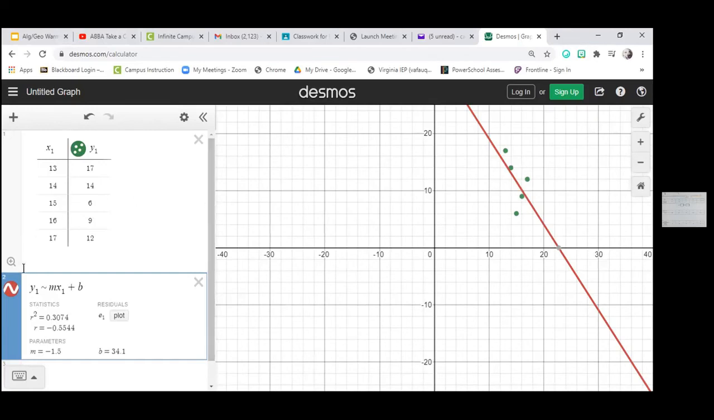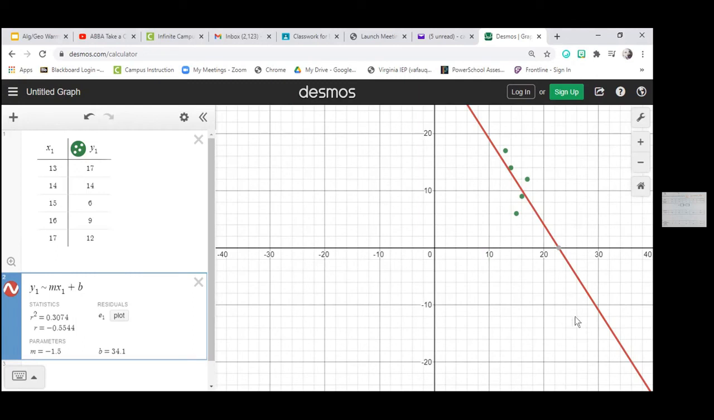So I'm going to move my eyeballs over to the left, and I see some interesting variables given to me here. I've got r squared, I've got r, I've got e sub 1, I've got an m and the b. Which one is interesting to us if we're writing an equation? The m and the b. That's what is of value to us right now, where we want the average rate of change and we want the y-intercept.